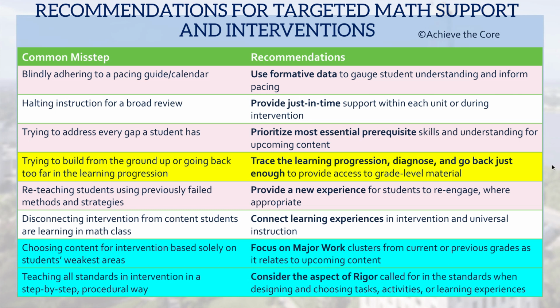Then we have the next one, choosing content for intervention based solely on the student's weakest areas. So the recommendation for that is focus on major work clusters from current or previous grades as it relates to the upcoming content. Another misstep, teaching all standards and intervention in a step-by-step procedural way. Recommendation, consider the aspect of rigor called for the standards when designing and choosing tasks, activities, or learning experience. So these are the 3 that we want to look at, and this will help us to create our intervention groups and our small group instruction.